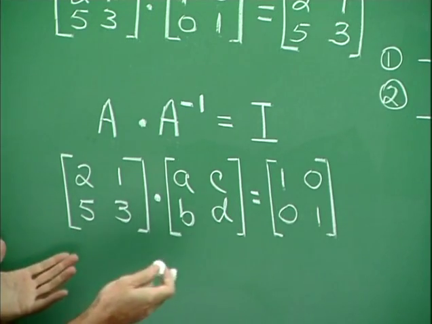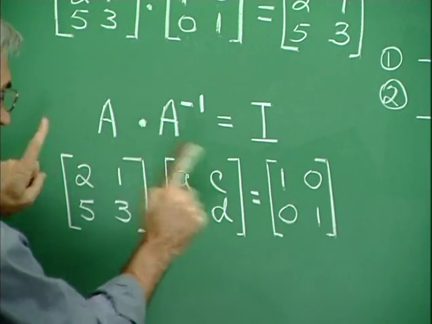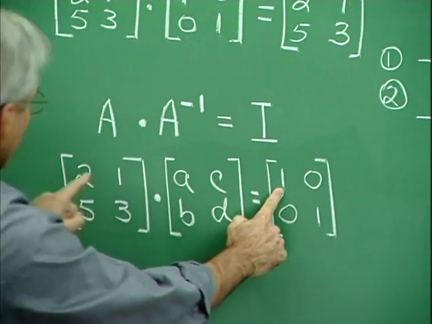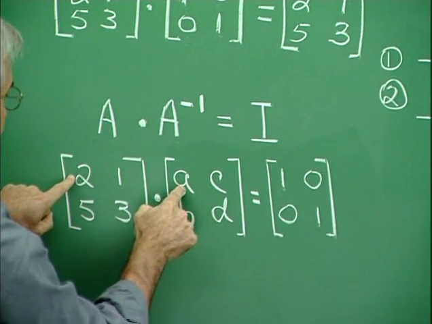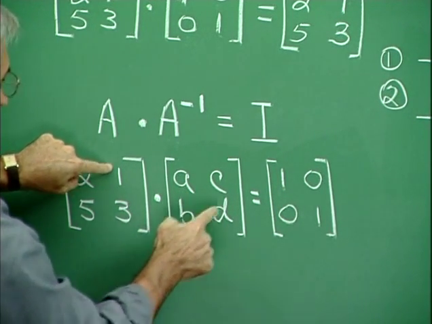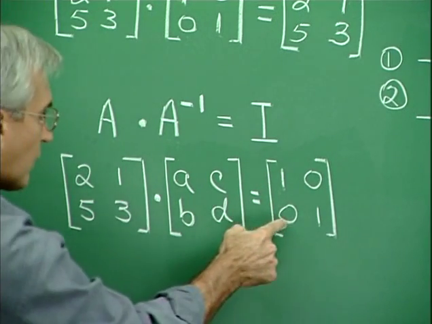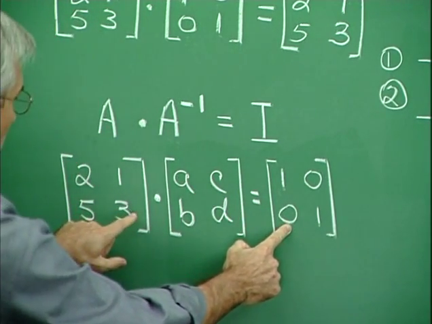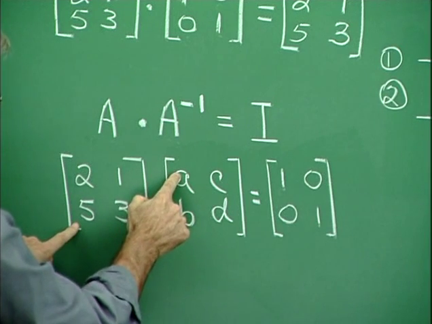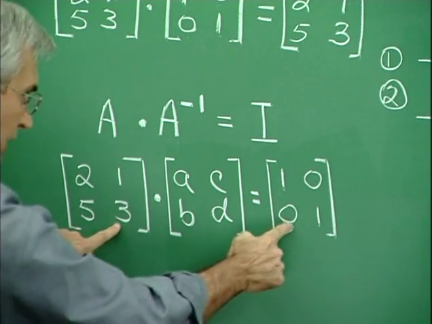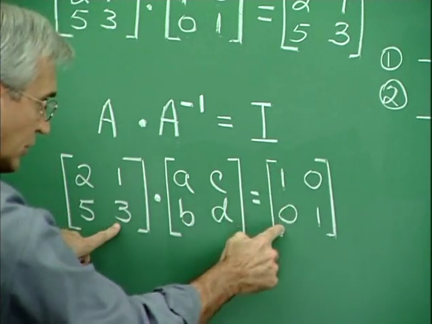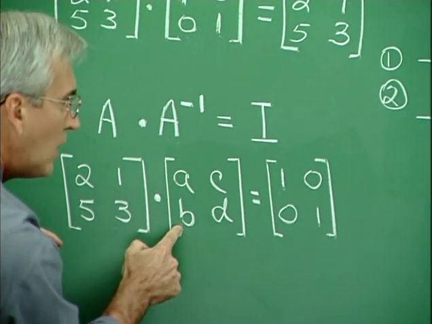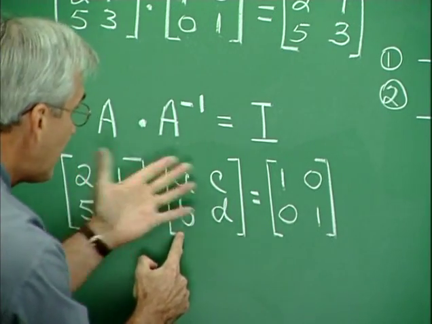But basically, it's this idea. We know that we accomplish that element, since it's in the first row, first column, it is 2 times A plus 1 times B equals 1. And for this item, second row, first column, it's 5 times A plus 3 times B is equal to 0. Now, I chose these two items to talk about because they both involve A and B here. They're both in the first column of this matrix.